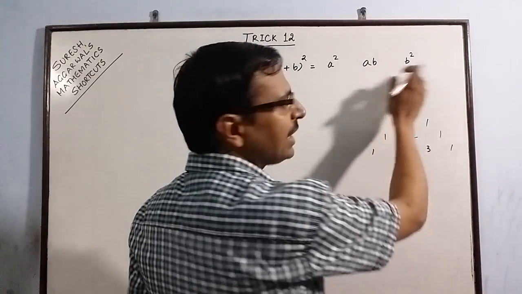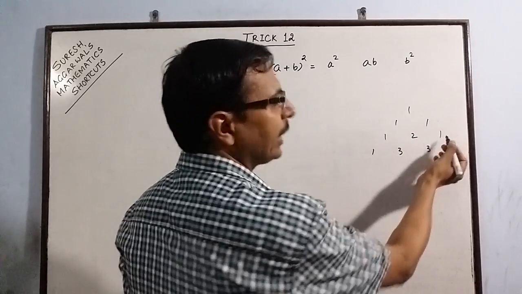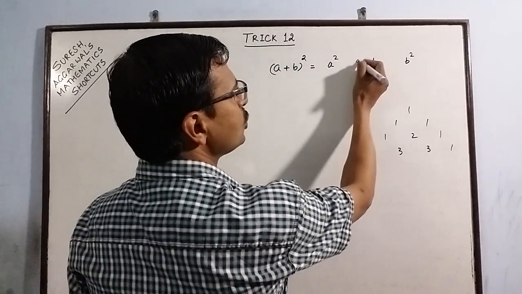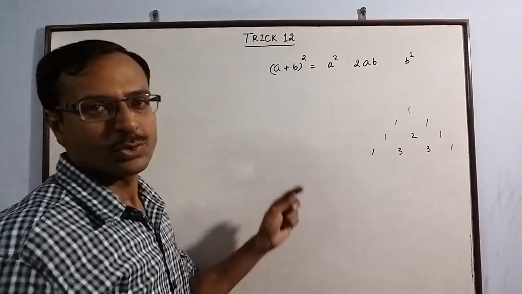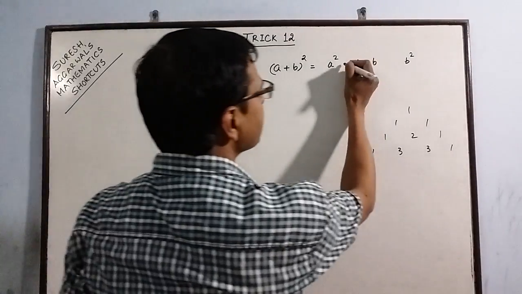So here we have three terms. So the coefficients of the three terms are 1, 2 and 1. So we have a positive sign in between here. So we write all the positive signs.